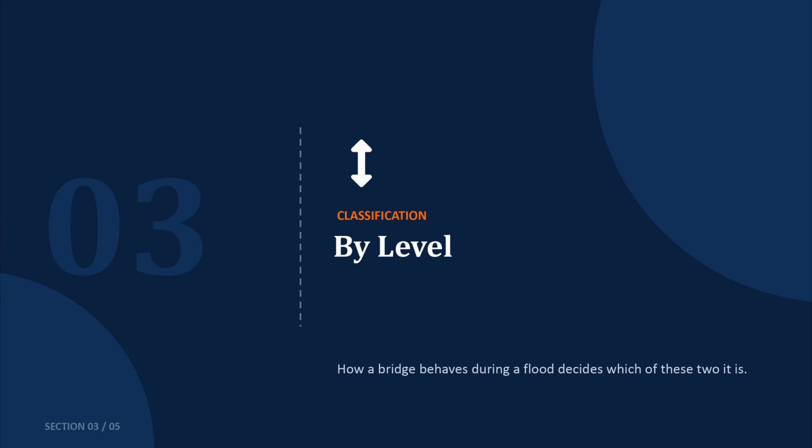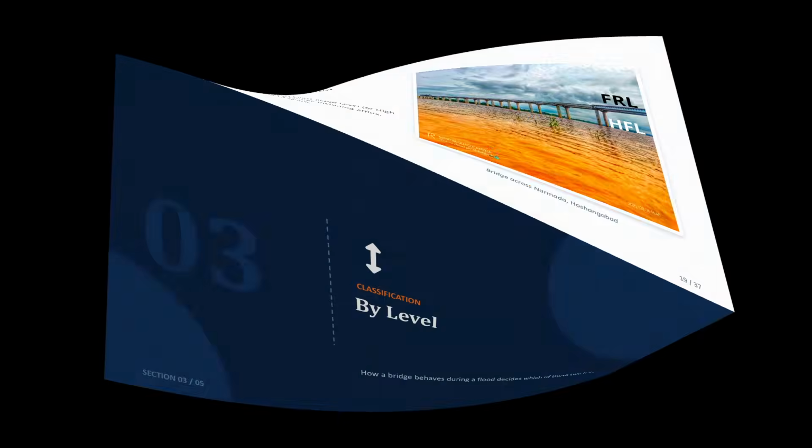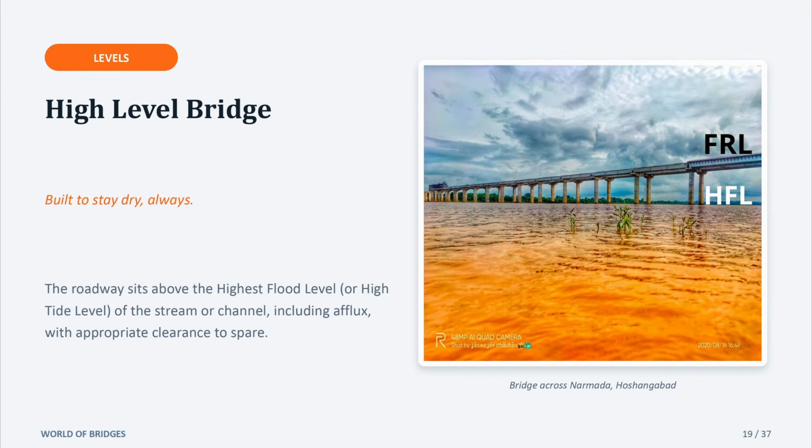Now we will see the third classification, which is based on levels. This is about only one thing. What happens to the bridge when the water rises? A high level bridge sits above the highest flood level of the stream or the high tide level of the creek, plus vertical clearances and afflux.